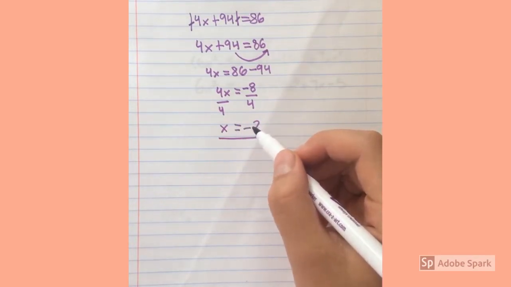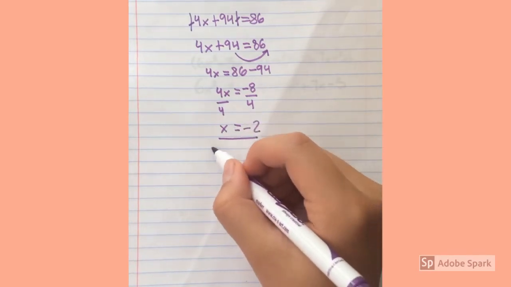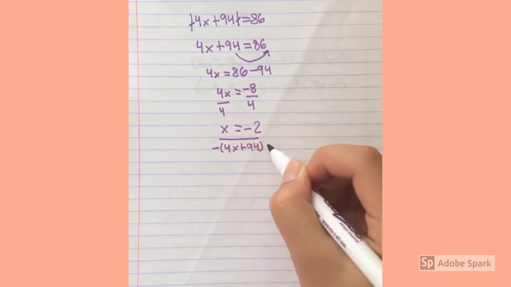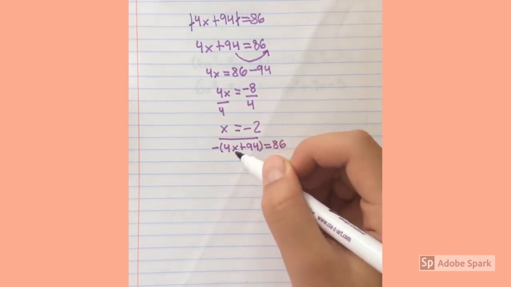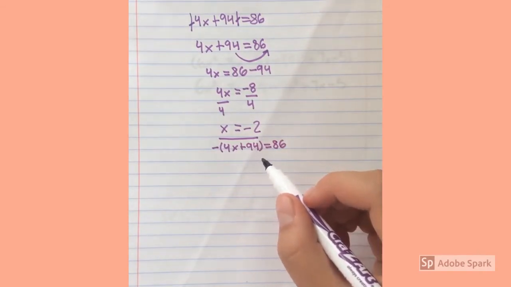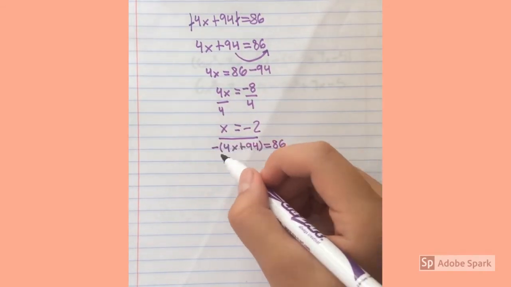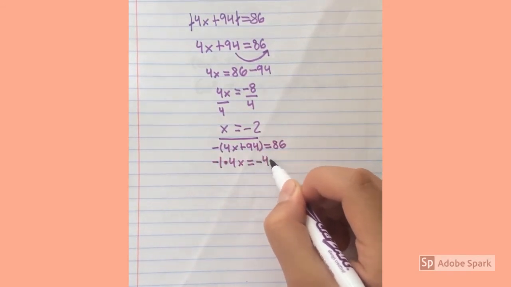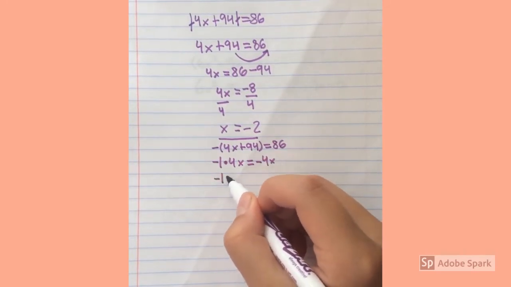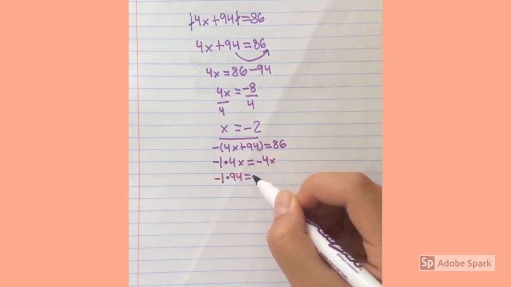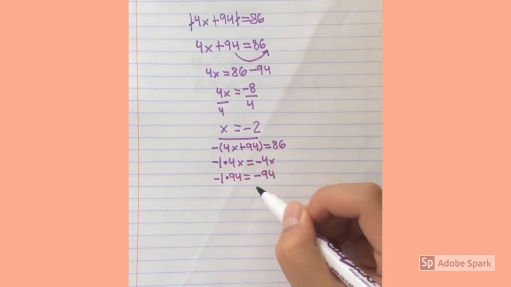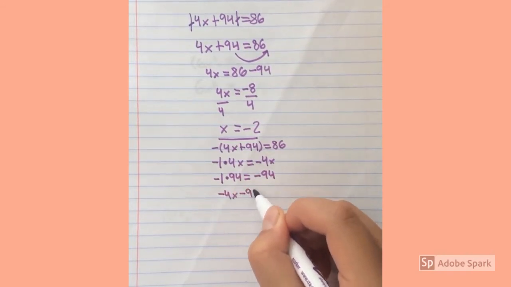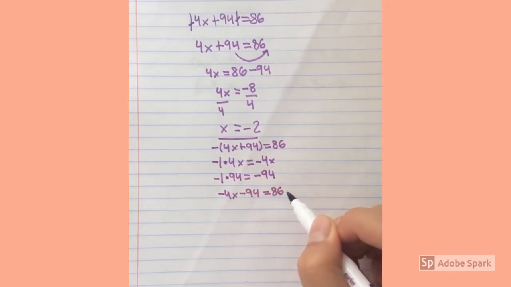Now we solve the negative part, and our problem is now negative parenthesis 4x plus 94 parenthesis equals 86. Like our last problem, we will use 1 to get rid of the parentheses. Negative 1 times 4x equals negative 4x, and negative 1 times 94 equals negative 94. So now we have negative 4x minus 94 equals 86.